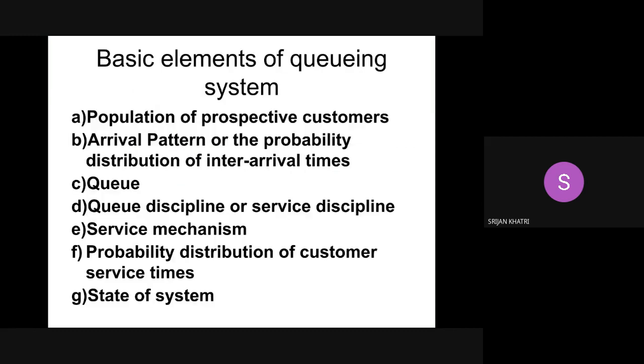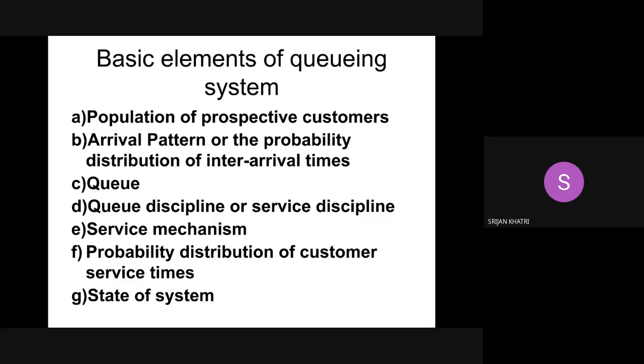So from here we can judge these are the basic elements for defining the queuing system, right? First is the population of the prospective customer, then arrival pattern. You have to write like this only. If I ask what the basic elements of the queuing system are, then you have to write this only: the probability distribution of the inter-arrival time. No other words you can use here, right? Then queue discipline or service discipline, service mechanism, probability distribution of the customer service time, and state of the system.